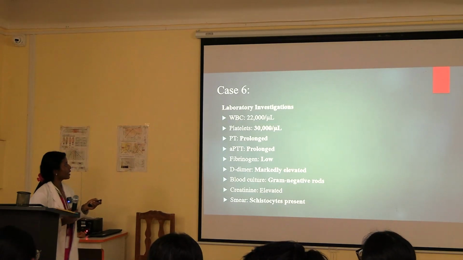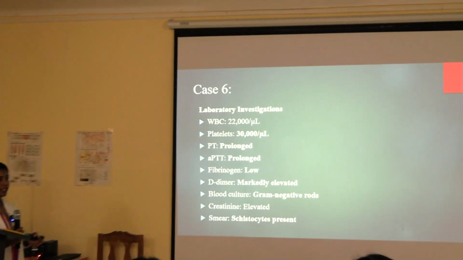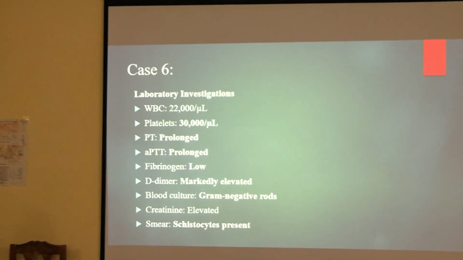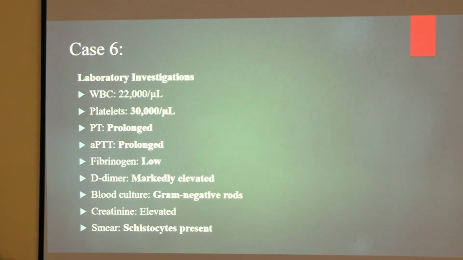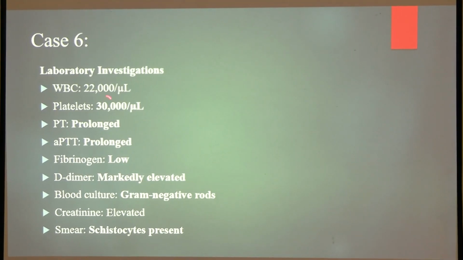So these are the laboratory findings. From the history, you can have an idea what it might be, and then you can confirm after doing some laboratory investigation. Here the WBC count is 22,000. How much is the normal WBC count? 4,500 to 11,000. So this is very much increased.